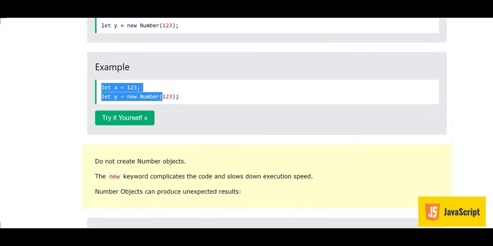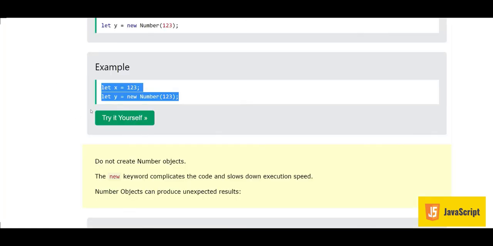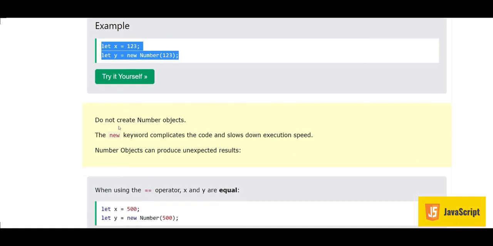Example, so here we have two numbers, and we are printing them out and also trying to know the type. The type of x is number and the type of y is object. So this is the difference. One is a number, one is an object. So do not create numbers as objects, this is a tip for you. The new keyword complicates the code and slows down execution speed. Number objects can produce unexpected results, right?